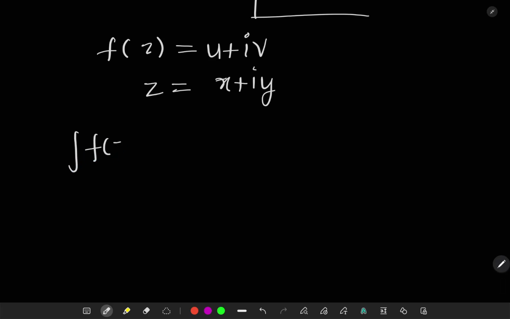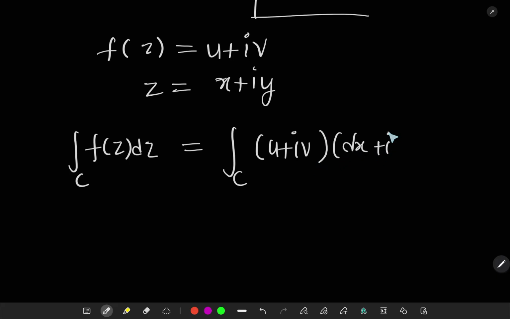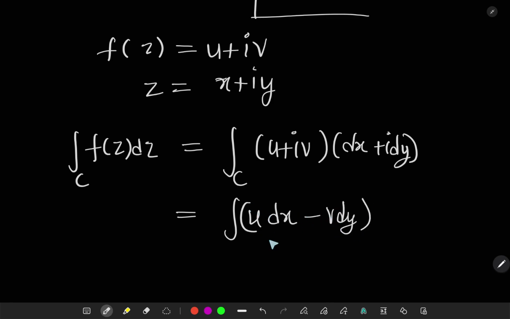Now integration of f of z dz for a closed curve is equal to this value, or we can write this value as integral of u dx minus v dy. This is the real part, plus iota integration of v dx plus u dy, and this is the imaginary part.